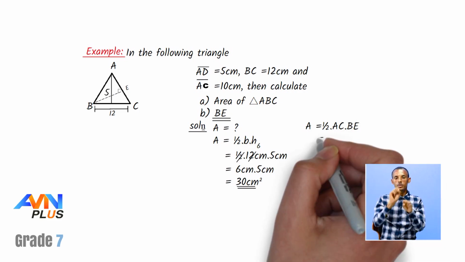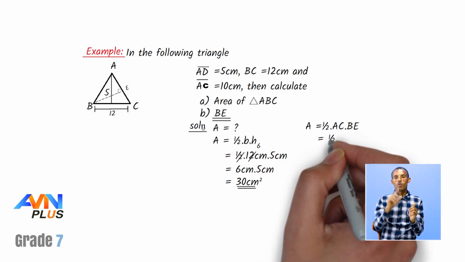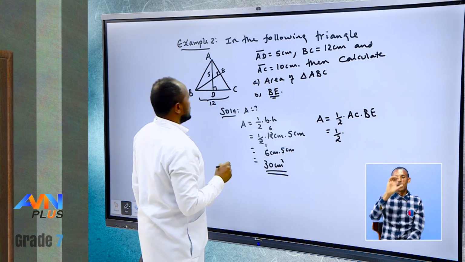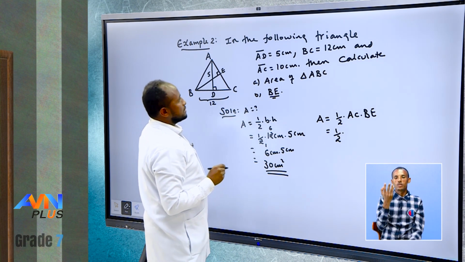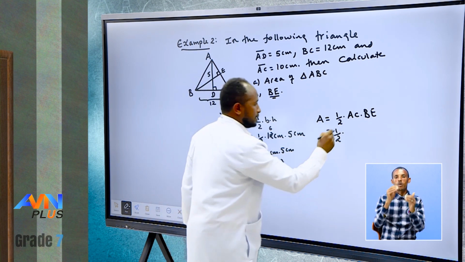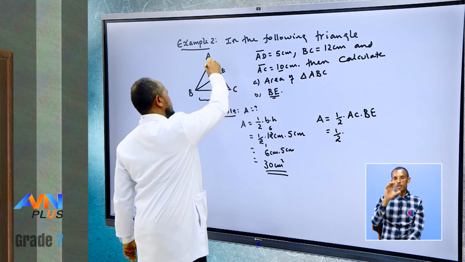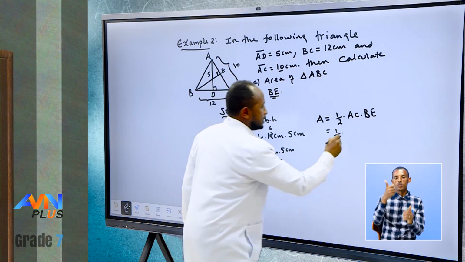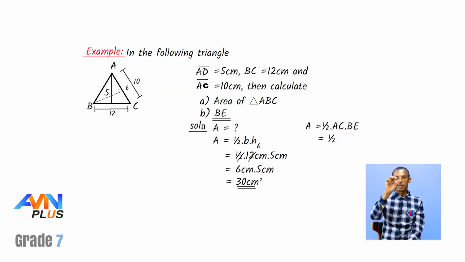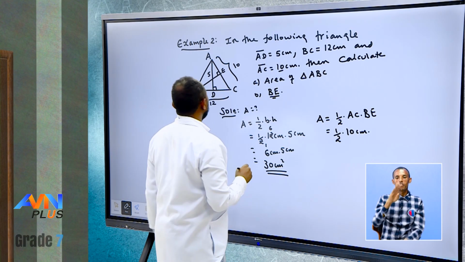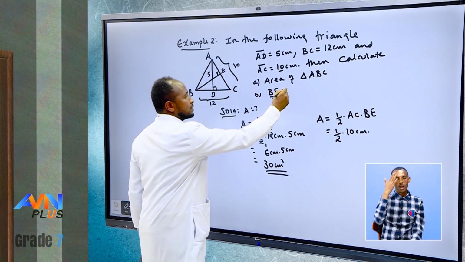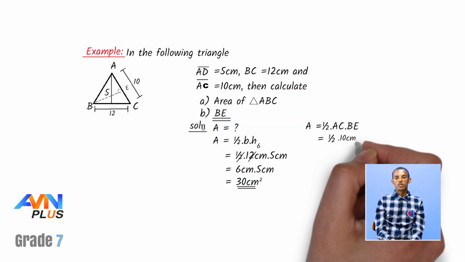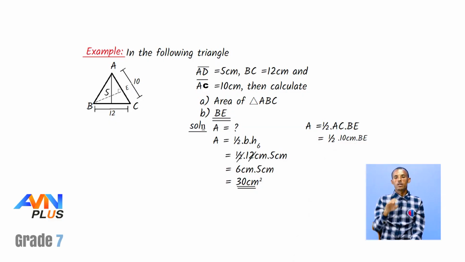So this will be equal to half times AC. How much is AC? AC is given to be 10. So this length is 10. Therefore, 10 centimeter times BE. BE is not known; we are asked to calculate it. Therefore, let's assume this is BE itself.